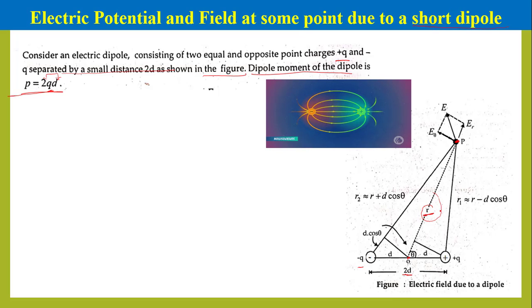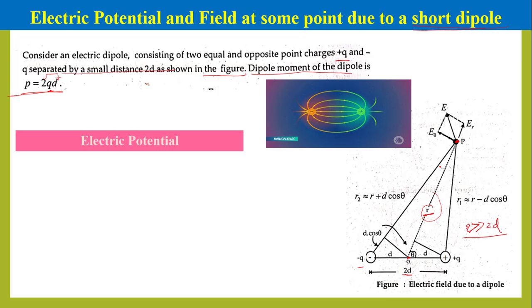So this r here is much greater than the 2d. This condition we will ensure. So this r is much greater than the 2d, that is the separation between the two charges. So the condition of this far off point or the short dipole, that the dipole is very small, will automatically be ensured, right? So let us first calculate the electric potential.